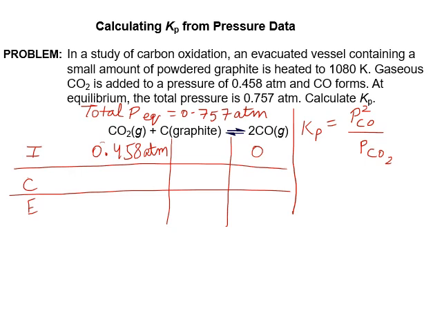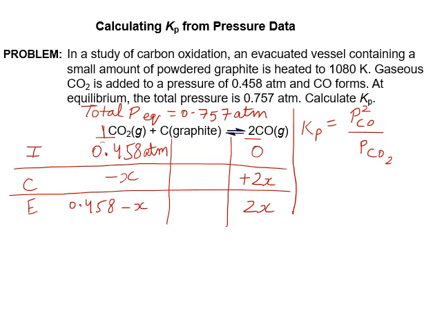This would be minus x change. Why? Because whatever your coefficient is, that's what goes in front of x as well. This would be 2x, but this would be positive because it's a product. Reactants are negative, products are positive. Which means at equilibrium, I have 0.458 minus x, and this would be 2x. So what would be my Kp now? My Kp is going to be 2x squared divided by 0.458 minus x, which means I just need to solve for these 2x and this, and if I have those, I can plug those in here. So first thing I'll have to do is solve for x.